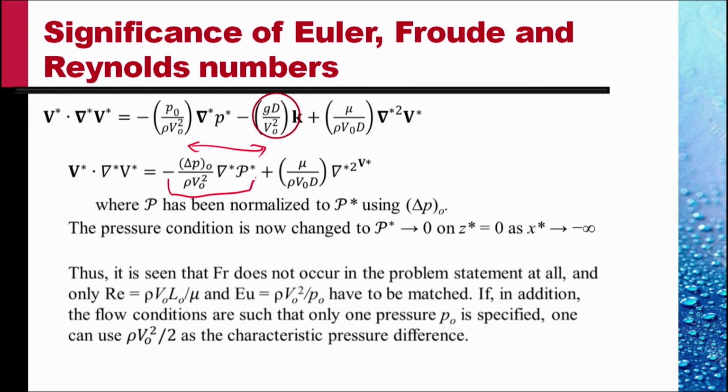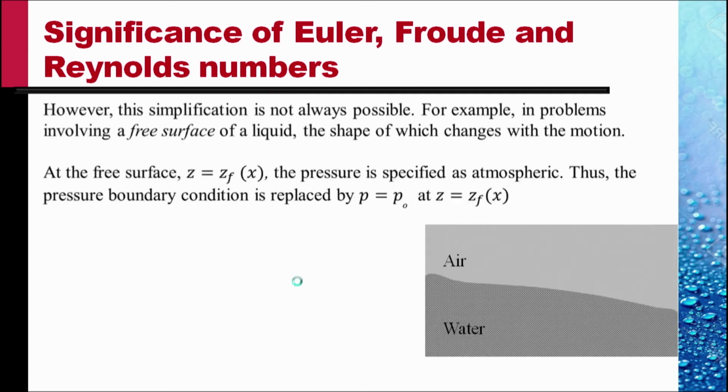Only Reynolds number and the modified Euler number rho v naught square divided by delta p naught have to be matched. If in addition the flow conditions are such that only one pressure P naught is specified, we can take delta P naught is equal to rho V naught square by 2 as the characteristic pressure difference, and then only Reynolds number needs to be matched. However, this simplification is not always possible.